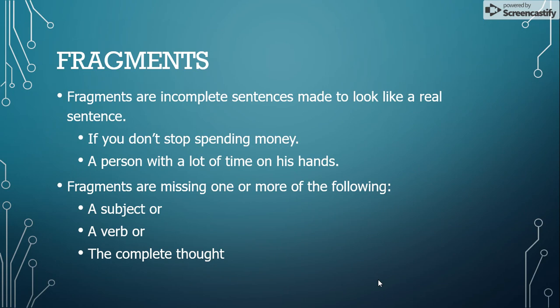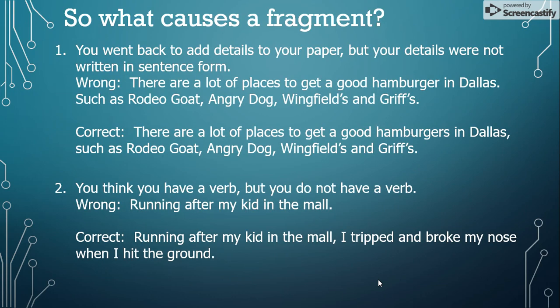Usually, what happens in students' writing is they've left out the complete thought. Take a look at that first sentence that you see up there on the screen. If you don't stop spending money, what's going to happen? The thought has been left out. And this is generally the way that students make fragment mistakes when they're writing in their essay.